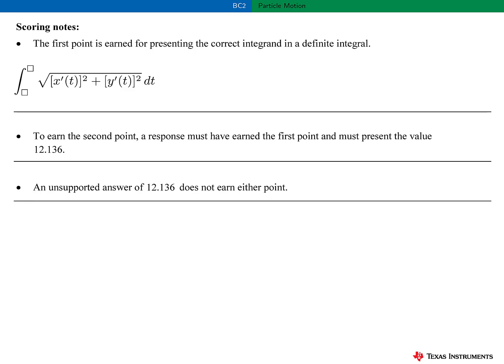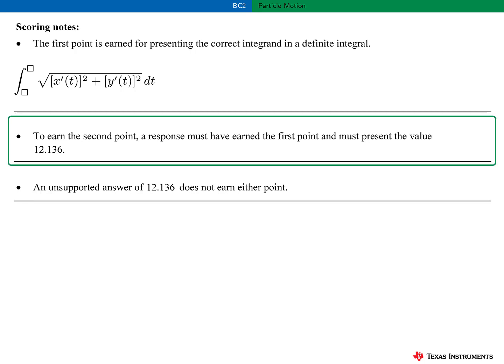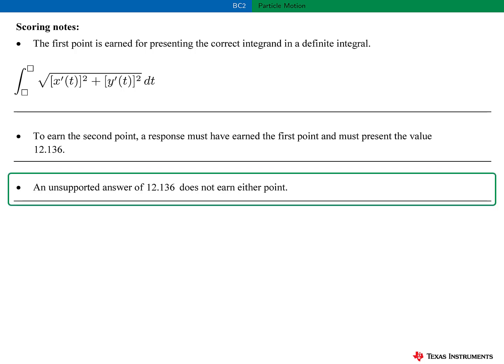Part D was pretty straightforward, and therefore there were only a few scoring notes. The first point is earned for presenting the correct integrand in a definite integral, so we need to see something like this, with limits. To earn the second point, the response must have earned the first point. They must have presented the correct integrand in a definite integral, and they must present the correct value, 12.136. And finally, just a 12.136 on the page does not earn any points in this part.